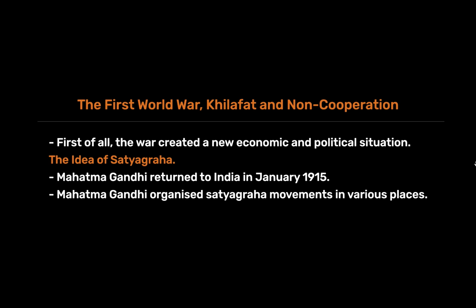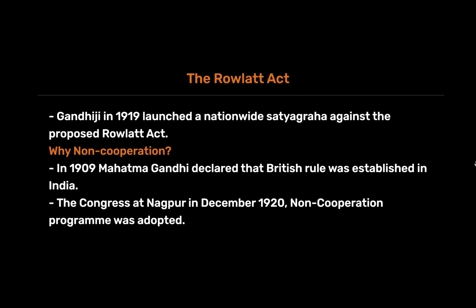In 1916 he travelled to Champaran in Bihar to inspire the peasants to struggle against the oppressive plantation system. Then in 1917, he organized a satyagraha to support the peasants of the Khera district of Gujarat. In 1918, Mahatma Gandhi went to Ahmedabad to organize a satyagraha movement amongst cotton mill workers.